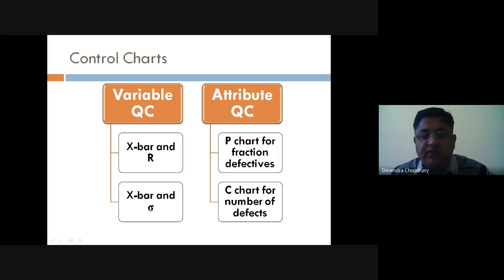Here, the P chart follows binomial distribution, whereas in the C chart, the number of defects follows Poisson distribution. For X bar and R chart, we assume that the quality characteristic is following normal distribution.